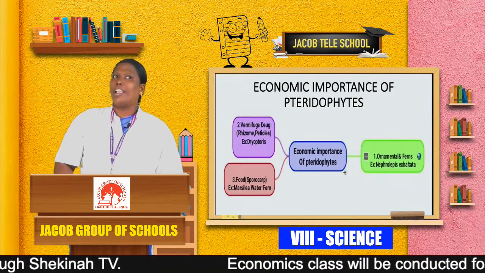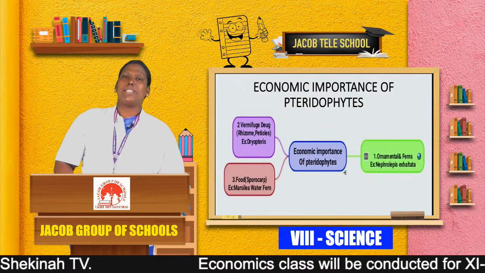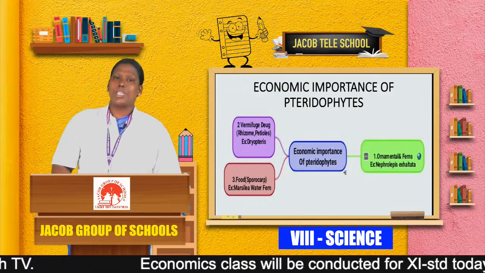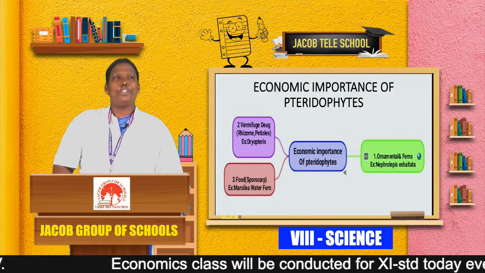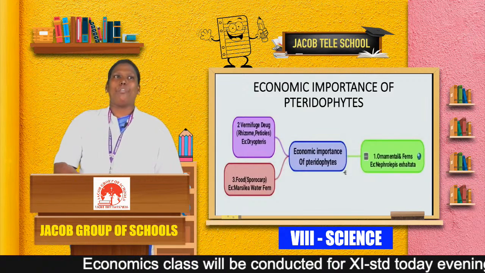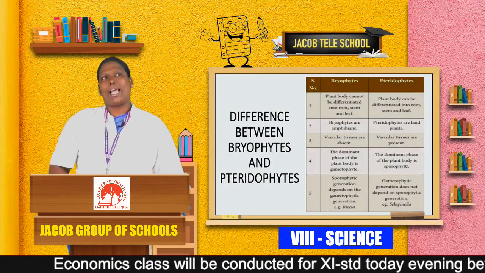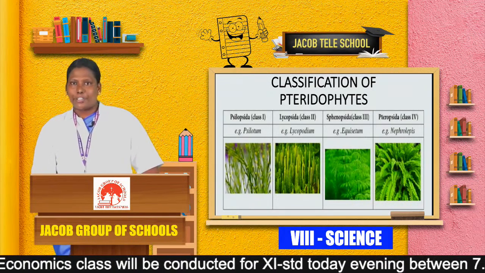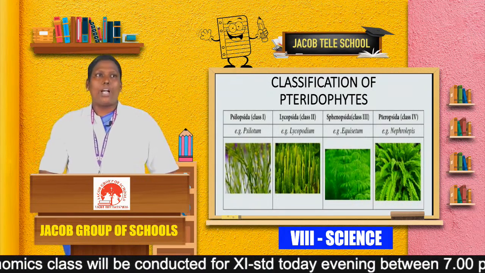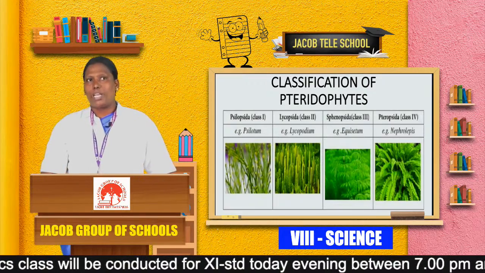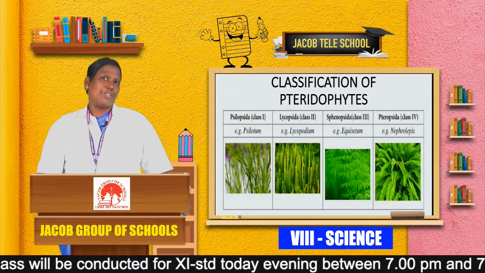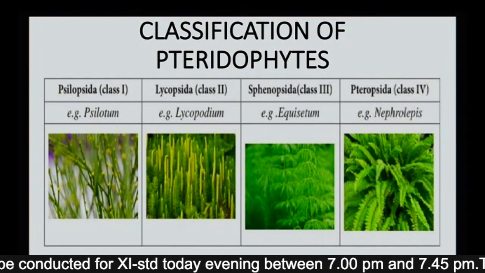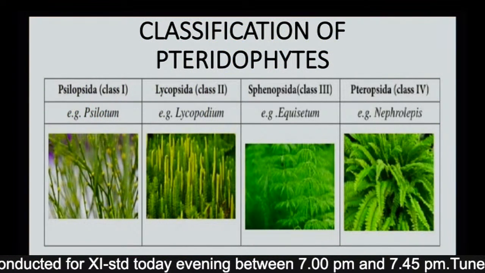So these are all the economic importance of pteridophytes. They may be either ornamental in their usage, vermifuge in their usage, or they may be used as food also. And this is about the pteridophytes. And here we go for the classification of the pteridophytes. Here the pteridophytes are classified into 4 classes: Psilopsida, Lycopsida, Sphenopsida, Pteropsida. I'll read because these words are new to you, I understand.